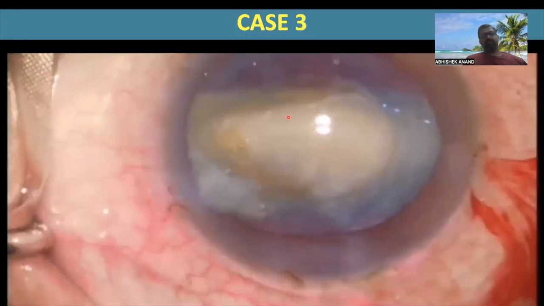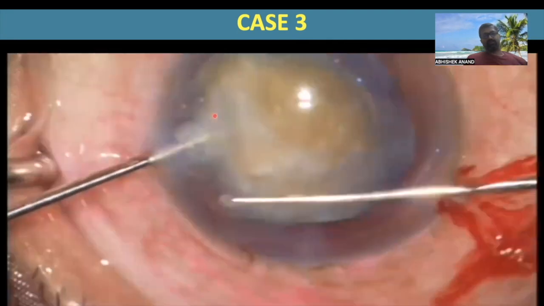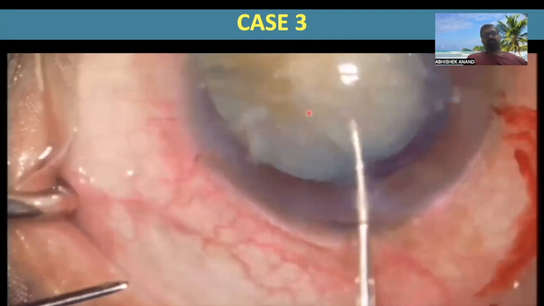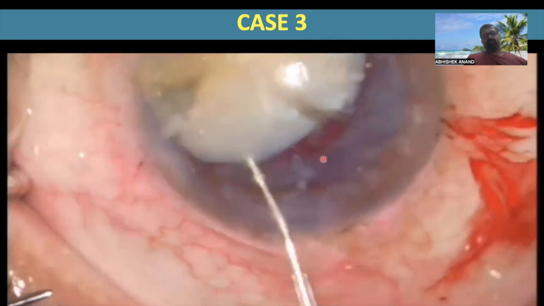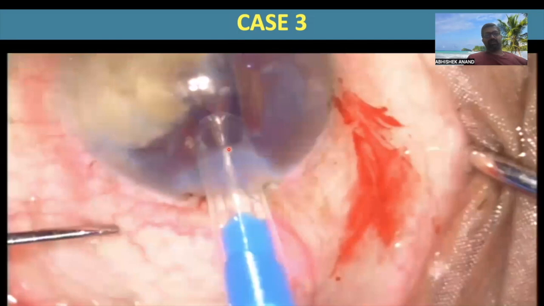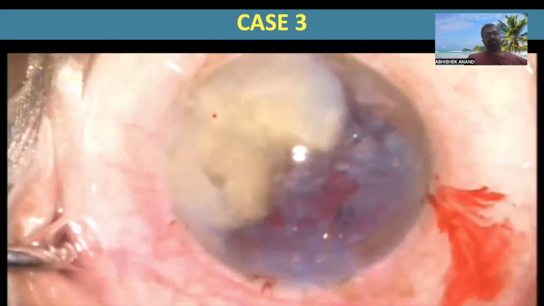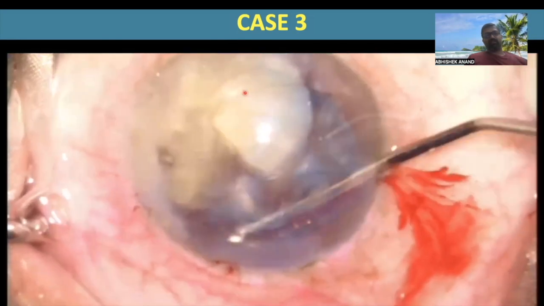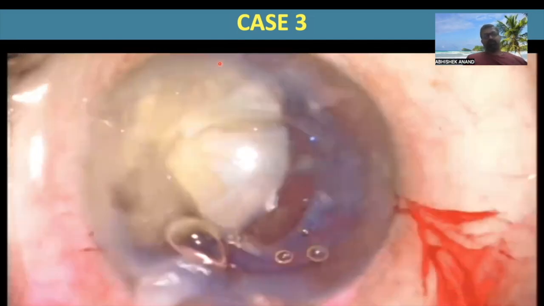Now, this can be as large as this nucleus, in which post hydrodissection there was a complete tilting of the nucleus. Once there is a complete tilting, the nucleus is rotated by using the Sinskey hook into the anterior chamber. After rotating into the anterior chamber, the planned IOL is injected into the sulcus, and this acts as an IOL scaffold. And over this IOL scaffold, the rest of the phaco would be completed.